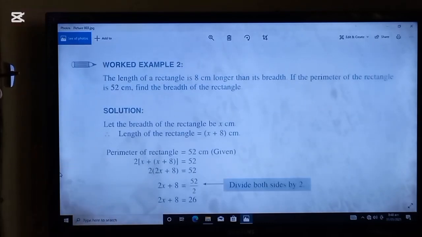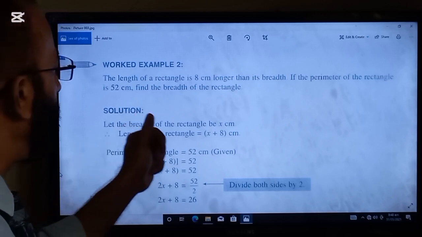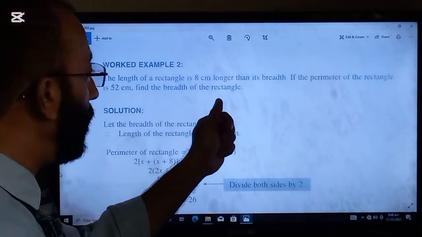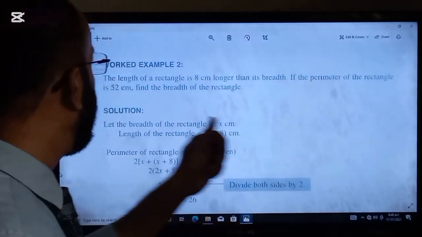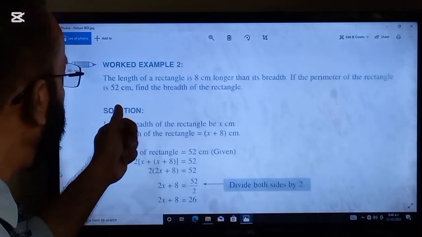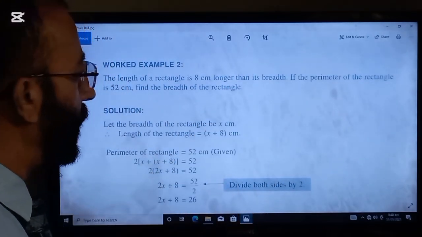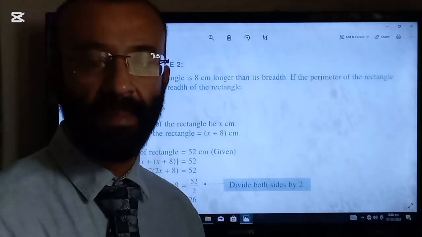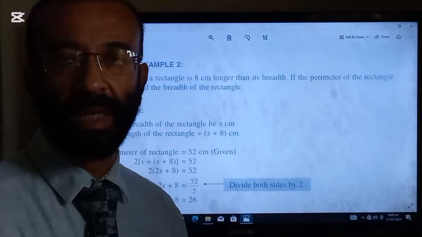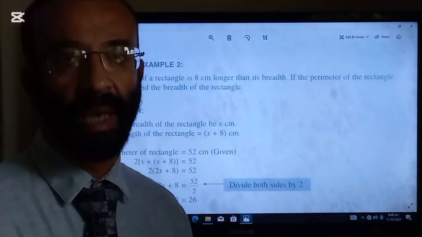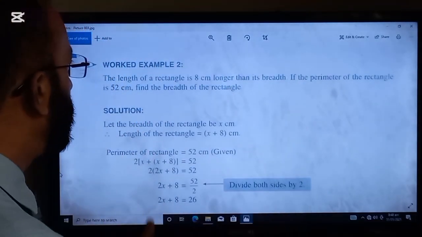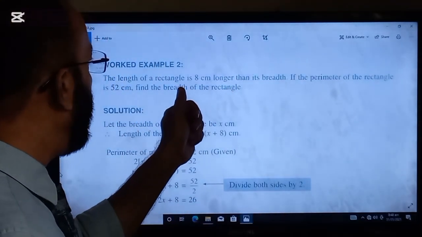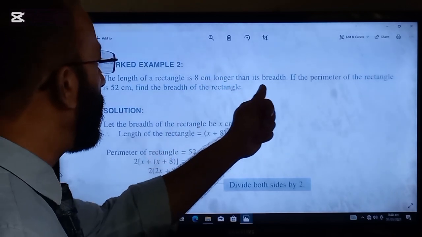Here is another question. The length of the rectangle is 8 centimeters longer than its breadth. If the perimeter of the rectangle is 52 centimeters, find the breadth of the rectangle. The perimeter formula for the rectangle is 2 into L plus B. This is a statement question. The length is 8 centimeters longer than breadth.